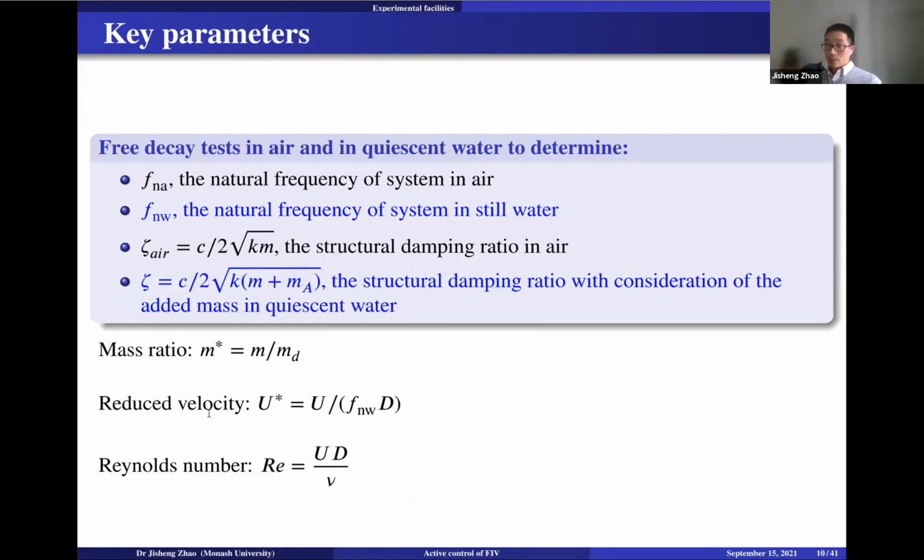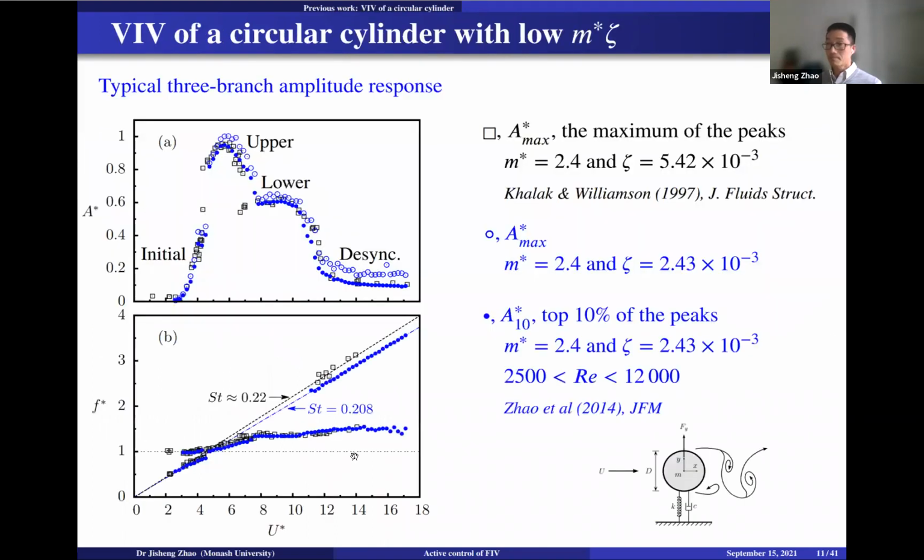And we normalize the flow velocity based on the natural frequency in water and the geometry size, the diameter of the circular cylinder. And sometimes Reynolds number is also important. It could be quite sensitive in some experiments. But anyway, in my study, the Reynolds number will vary from 1,500 to 20,000, something like that.